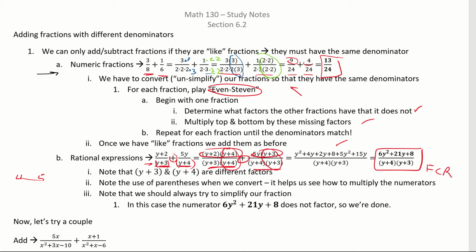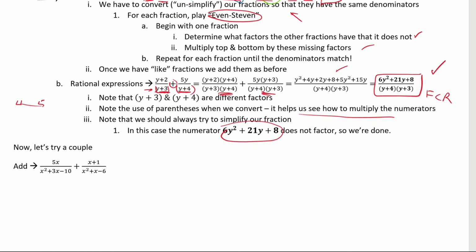All right. Note the use of parentheses when we convert. Let me erase some of this. The use of the parentheses when we convert helps us see how to multiply, and then you should always try to simplify it. In this case, I'm pointing out to you guys, the numerator doesn't factor, so we're done. All right, we've got a couple to do, and this video will be done. We won't be masters, though, unless we do the homework ourselves.